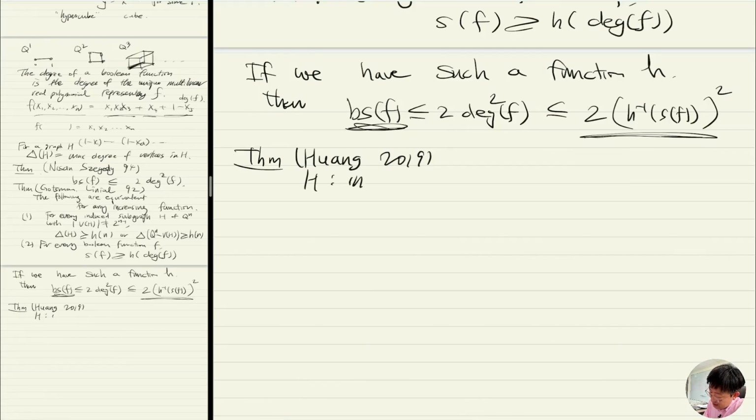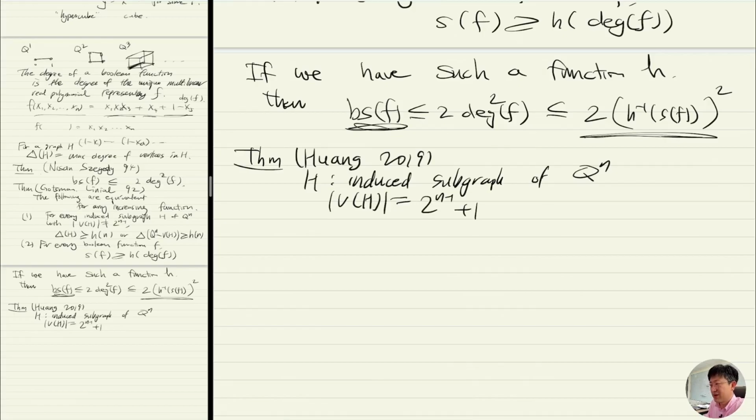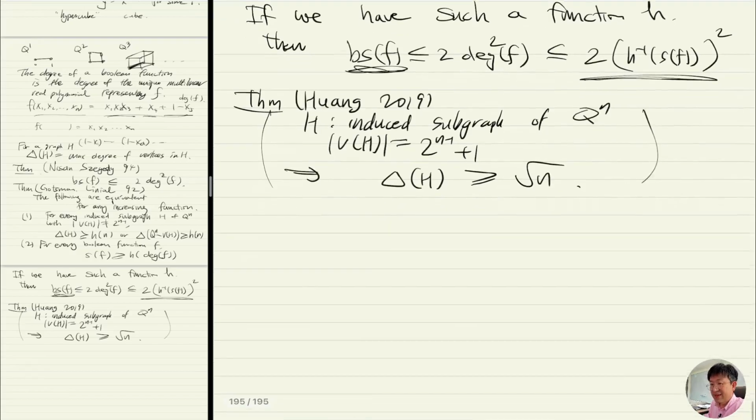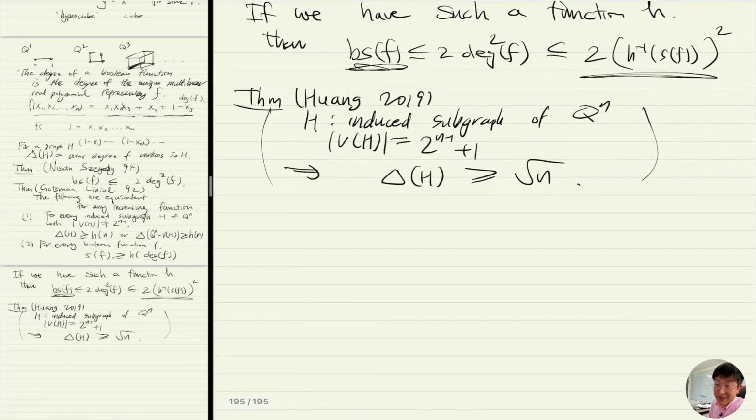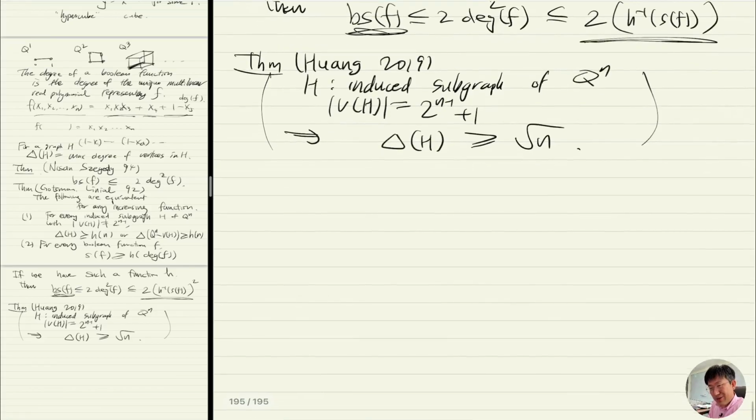So H is an induced subgraph of Q^n, the cube, with the number of vertices of H being 2^(n-1) plus 1, so you just have one more. Then the maximum degree of H is at least the square root of n. And this is tight. I'm not going to show you why it's tight, but you can think of it. So I will show you how to prove it, and there's a really nice idea.